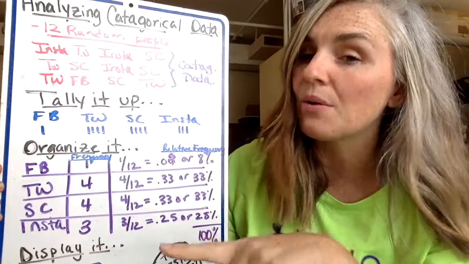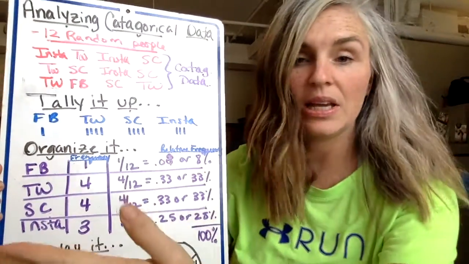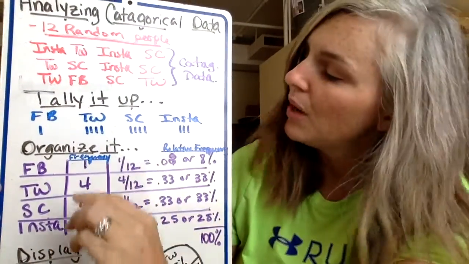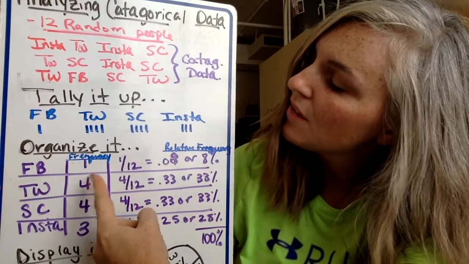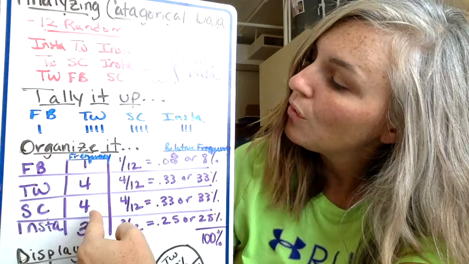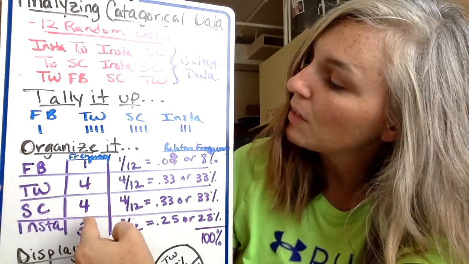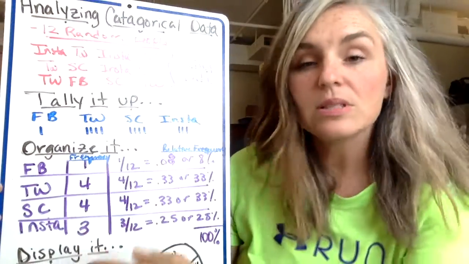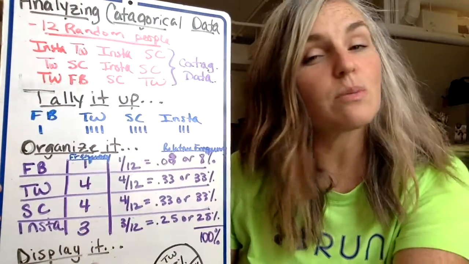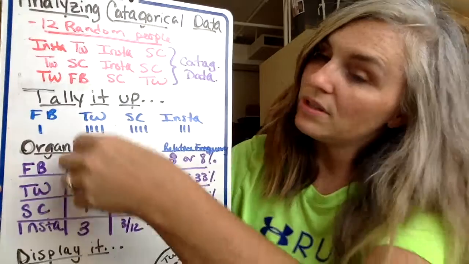After I tally it up, then I organize it. Think about it being in a table. I can think about it a couple of different ways. I can think about the frequency, right? So one person liked Facebook, four people like Twitter, 4 people like Snapchat, 3 people like Instagram, right? Then maybe frequency isn't really descriptive enough for me, so maybe I want to know a little more.